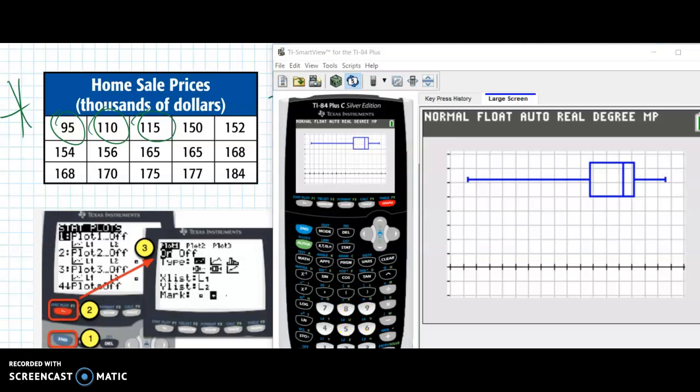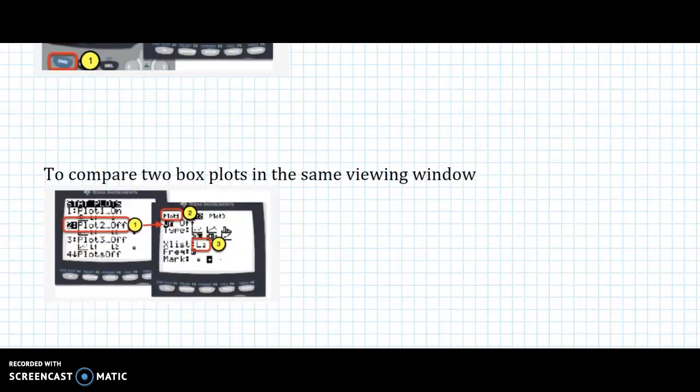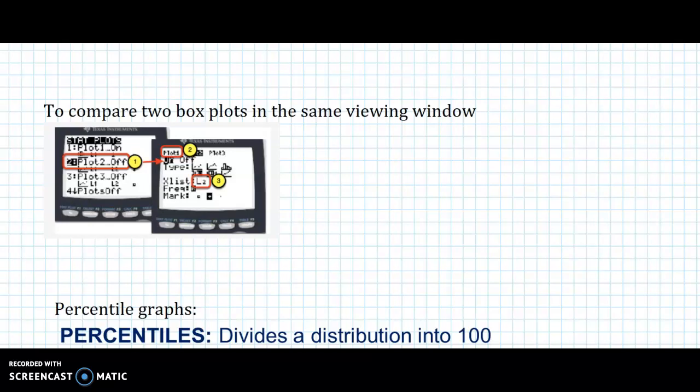Percentiles is up next. Oh wait, there was one more thing. If you want to put 2 box plots in the same window, you do it very similarly to how you did it before. You need to turn on a stat plot for each box plot you want to plot. So you already had your plot 1 on. You would want to turn your plot 2 on, set it to be a box and whisker plot, and you would put your second set of data in a different list. So if you put it in list 2, make sure that you make your X list 2 here. Now I'm finished, and the next thing we're going to talk about is percentile graphs.